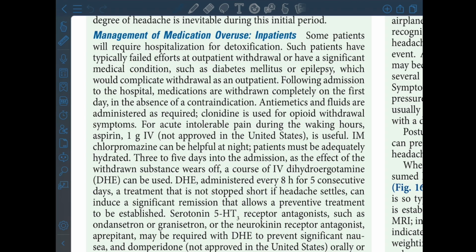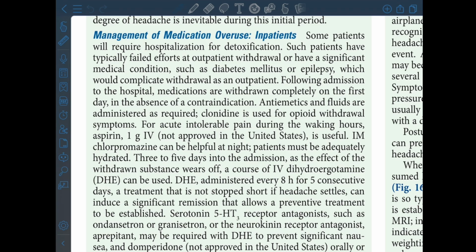Management of medication overuse in patients. Some patients will require hospitalization for detoxification. Such patients have typically failed efforts at outpatient withdrawal or have a significant medical condition such as diabetes mellitus or epilepsy, which would complicate withdrawal as an outpatient. Following admission to the hospital, medications are withdrawn completely on the first day in the absence of a contraindication. Antiemetics and fluids are administered as required. Clonidine is used for opioid withdrawal symptoms.